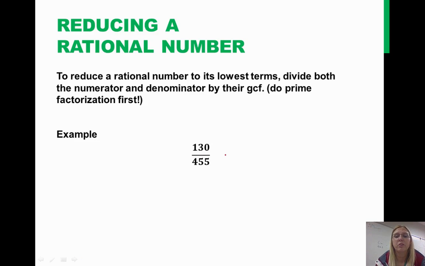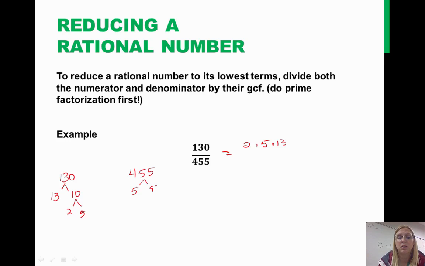We want to reduce 130 over 455. I'm going to first find the prime factorization by taking 13 times 10, and 2 times 5. So now I can write 130 as 2 times 5 times 13. I want to do the same thing for 455. This is the same thing as saying 5 times 91 and then 7 times 13. So I can write that as 5 times 7 times 13.